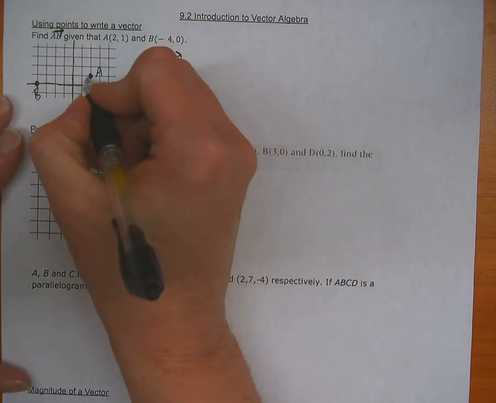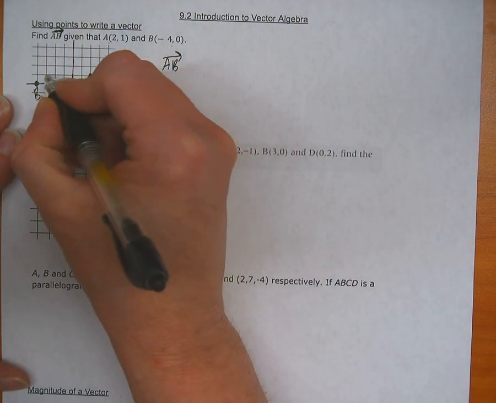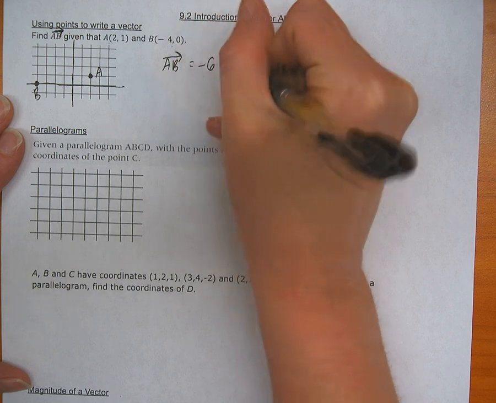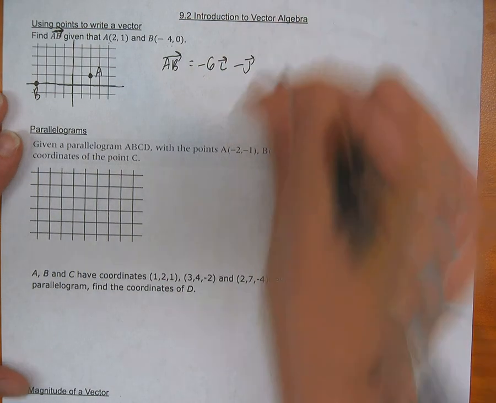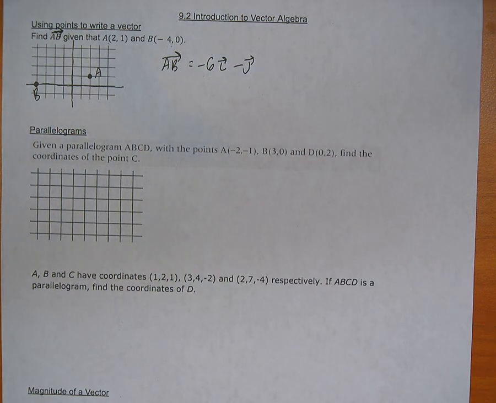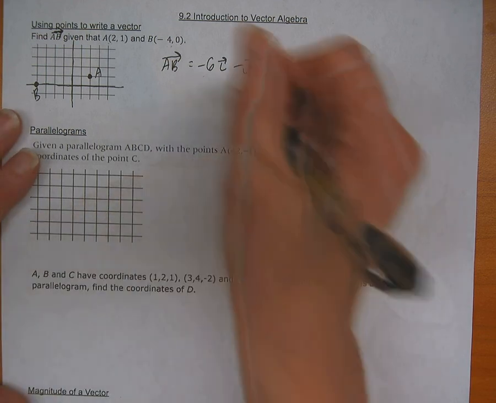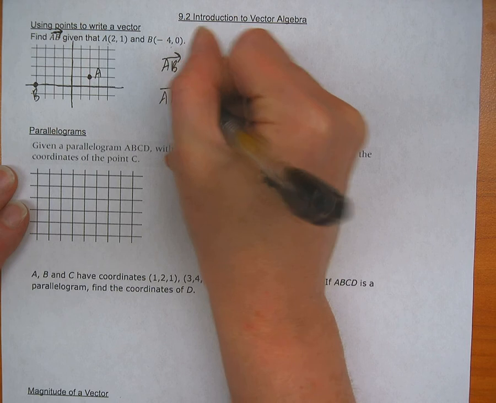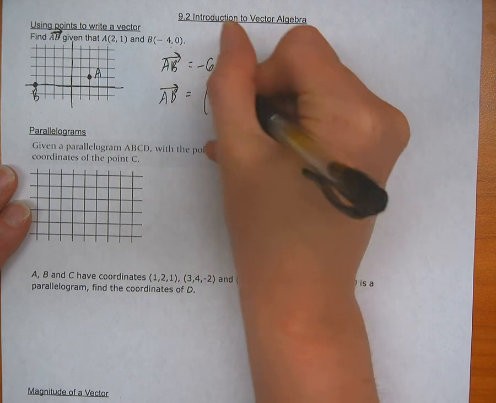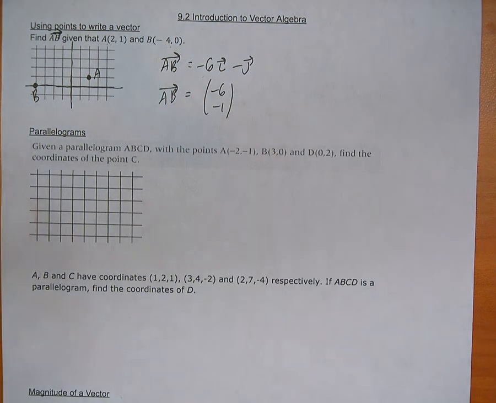Well, I would need to go left, 1, 2, 3, 4, 5, 6, so negative 6i, and then down 1, so negative 1j. When there's just a 1, we typically don't put the 1 there. Although, if I am writing it in the vertical matrix form, then I would write negative 6, negative 1. Those two forms are the forms that are used most often for IB.